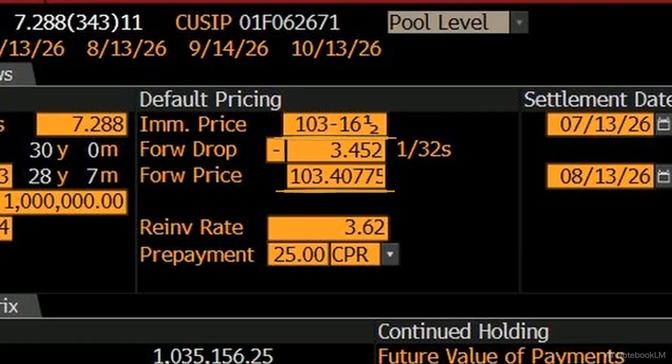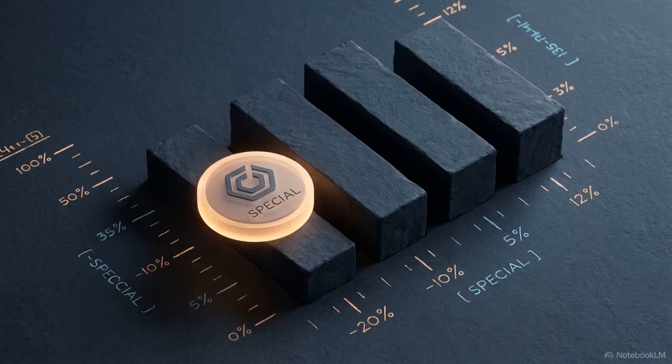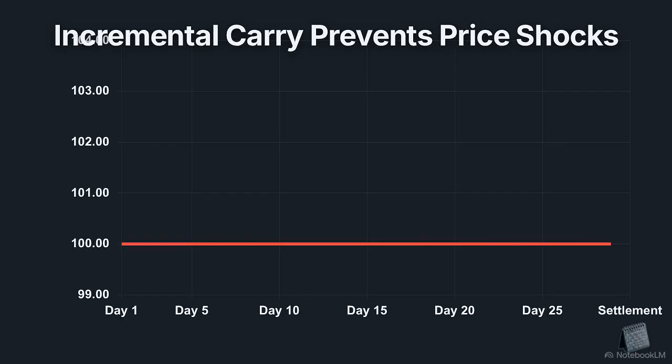We measure the physical roll using the immediate and forward price. The difference is the forward drop. Here, the 3.452 drop roughly equals the mortgage yield minus implied financing costs. If the collateral trades special, that implied financing rate drops below current market repo rates. The system must realize this carry incrementally.